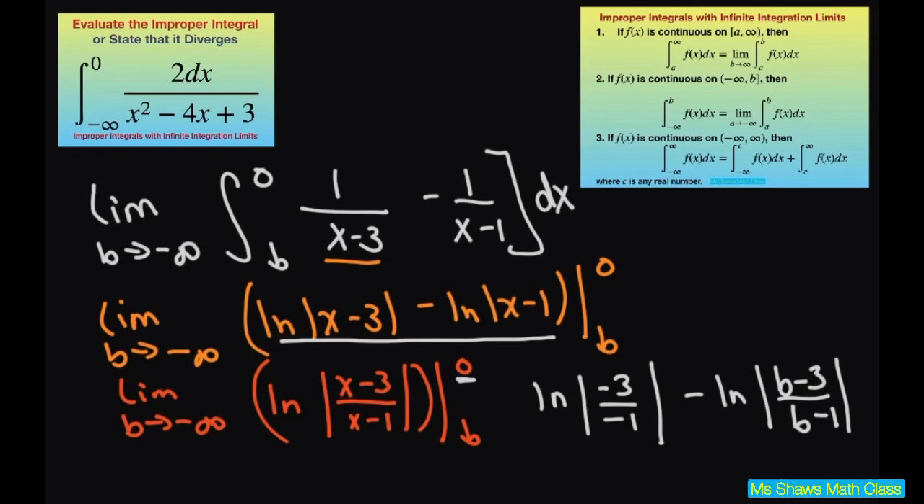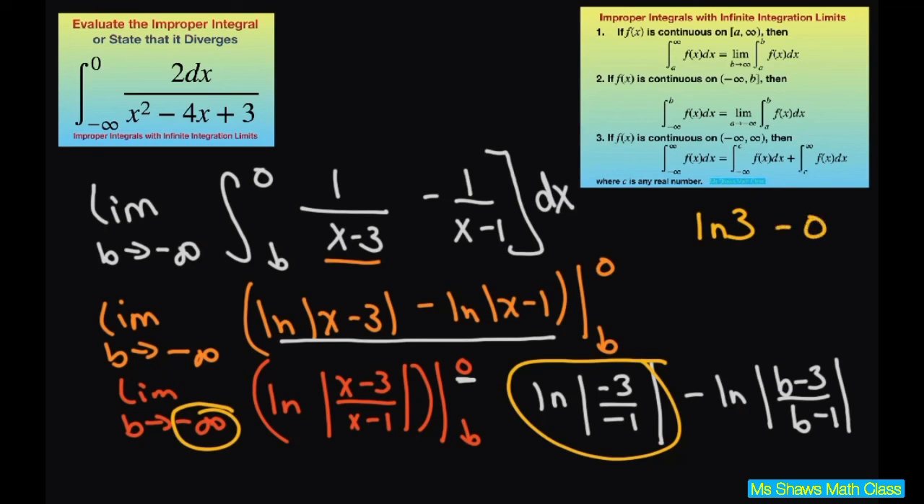So this just equals ln of 3. This part here, when you're plugging in a negative infinity, is just going to be infinity divided by infinity. This is just going to give you 1. ln of 1 is 0, so you basically have minus 0. So your answer is ln of 3.